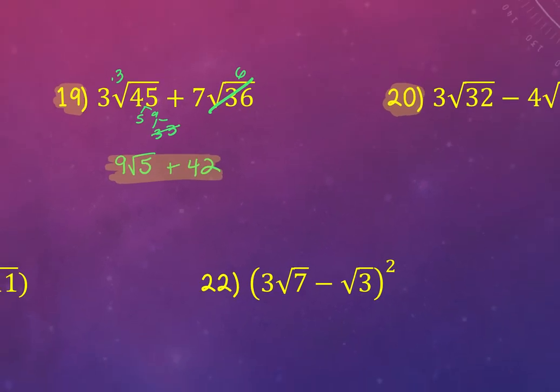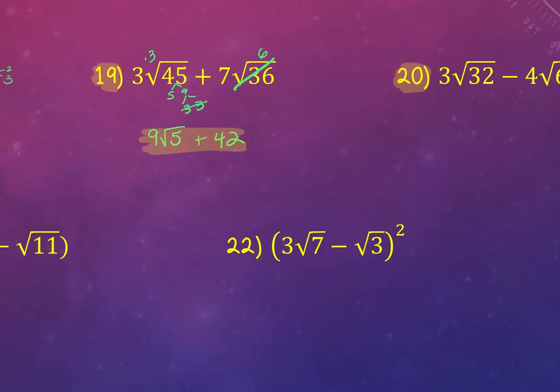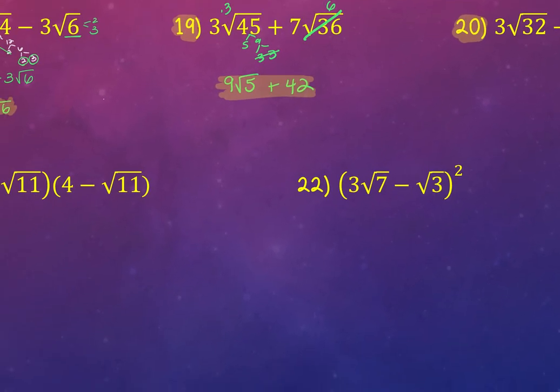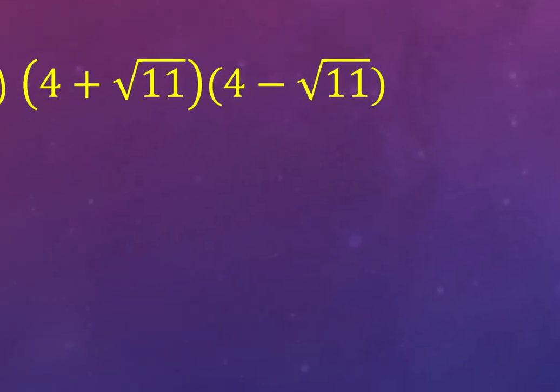Okay, 20 we'll go back to. We'll start that as a warm-up tomorrow, because now we're in multiplication. So you are multiplying binomials, which is something with two terms, okay? When you're multiplying binomials, we FOIL.